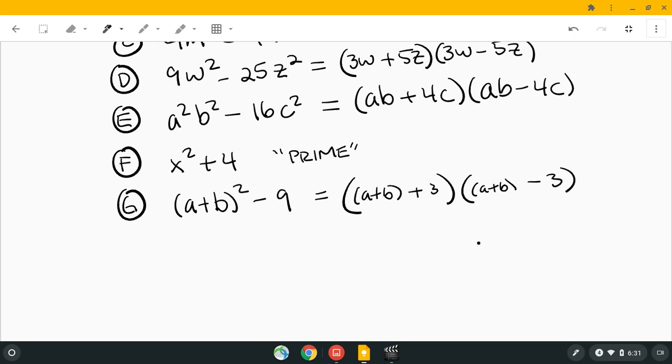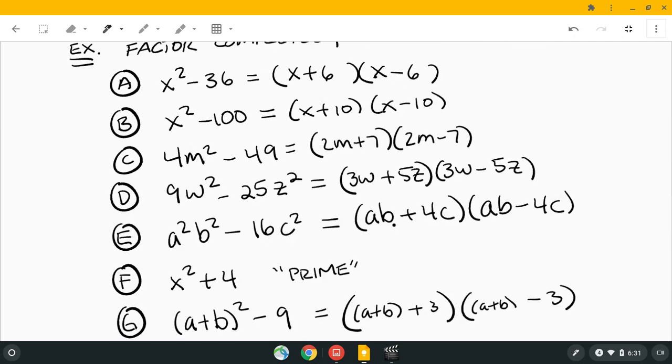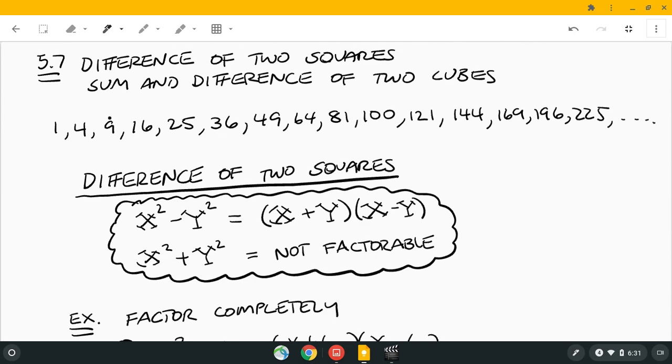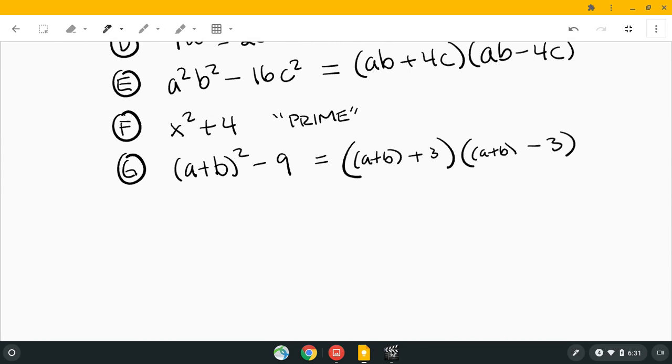Okay, so that is it for part 1. In part 2, we are going to look at the sum and the difference of two cubes. Okay, so stay tuned.